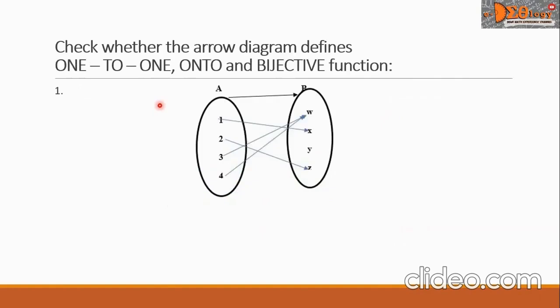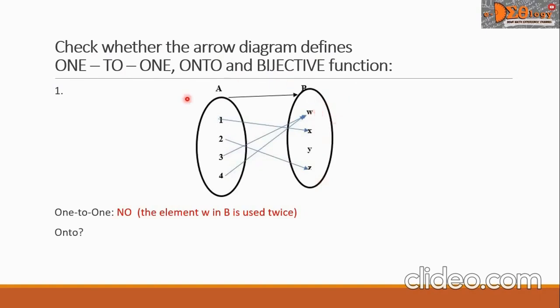Let us see more examples. Check whether the arrow diagram defines 1-to-1, onto, and bijective function. Look at the figure here. First, let us check if this is 1-to-1. And we say no, because the element W in group B is used twice.